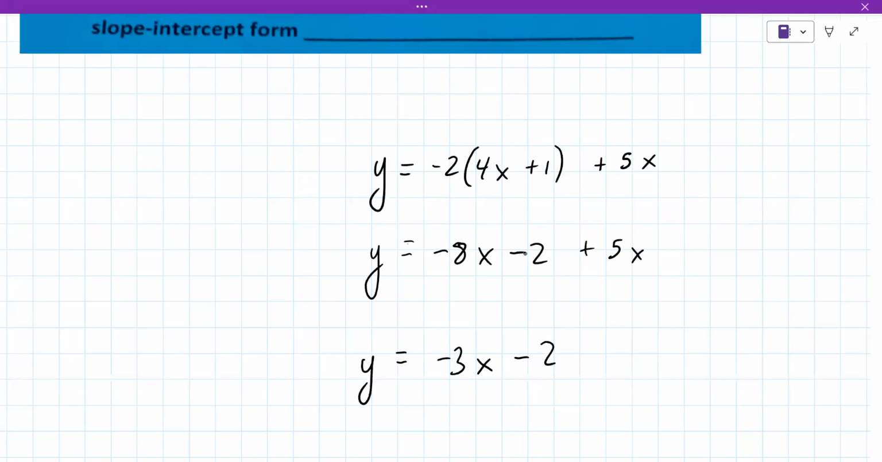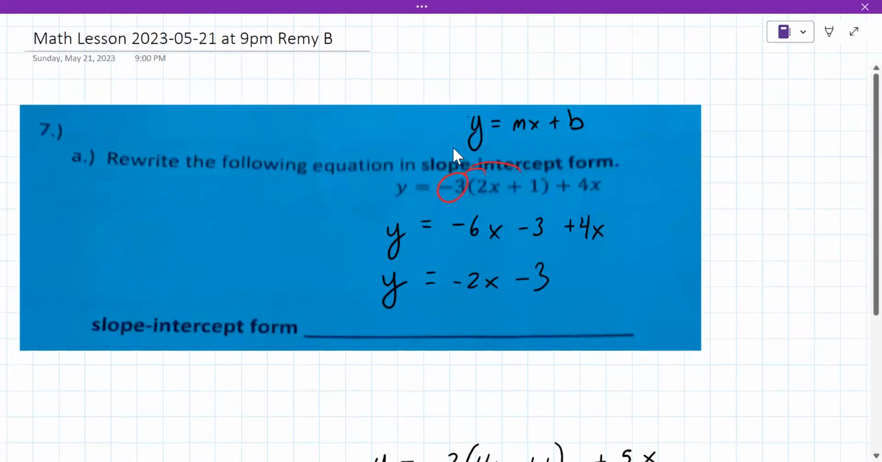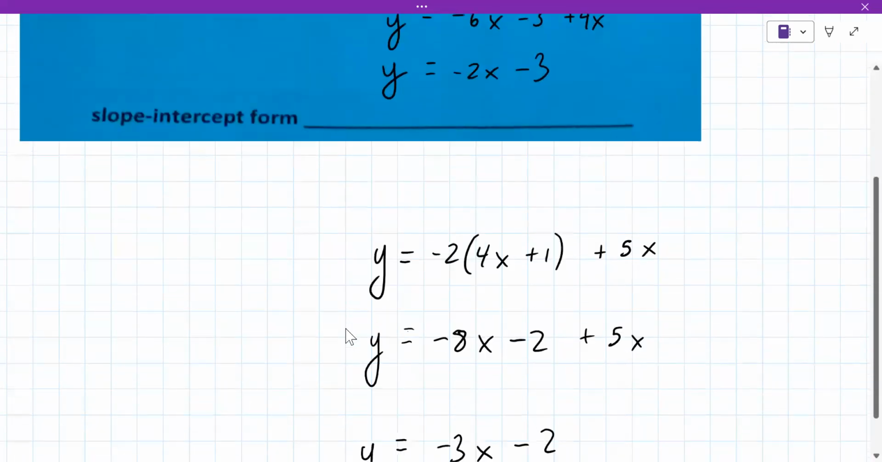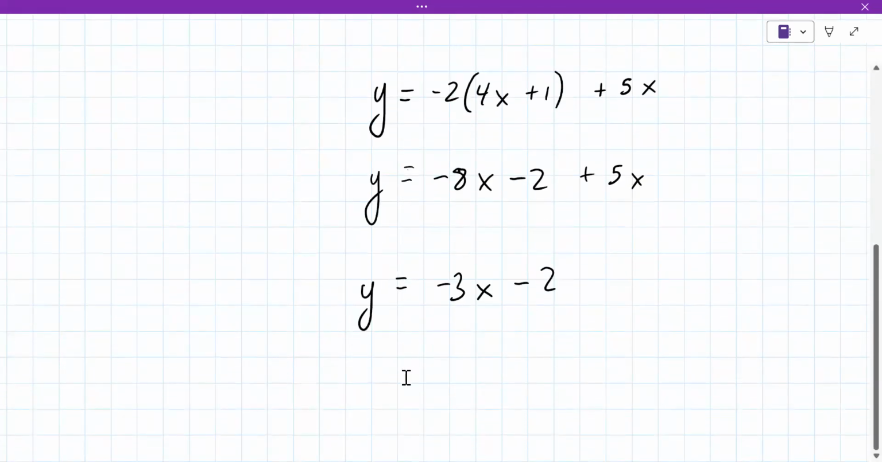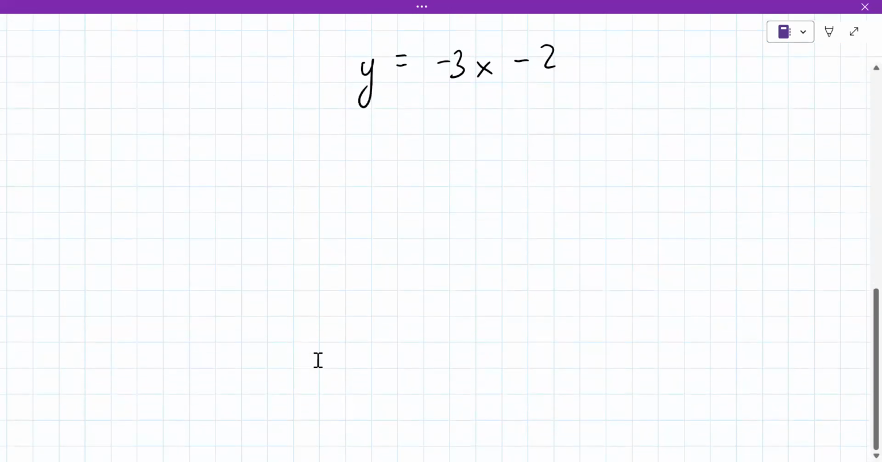All right. And from there you add 2. No. We're done. That's it. Remember, our whole goal was to set y equals mx plus b. And that's the slope intercept form. Yes. Okay.